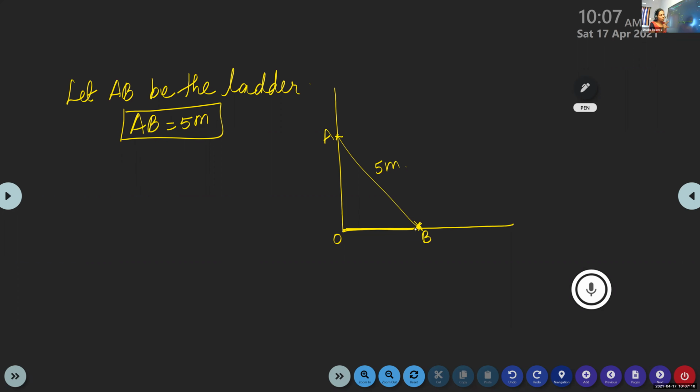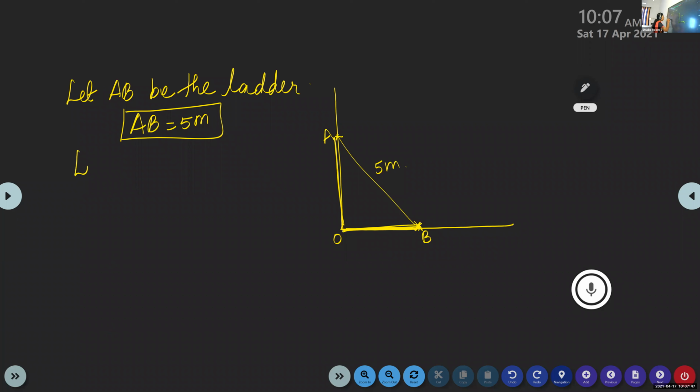Among these two quantities, which one will increase and which one will decrease? OB will increase and OA will decrease. Yes, correct. When we pull it along the ground, OB will increase and accordingly OA will decrease. The reverse will happen if we move it towards the wall: OB will decrease and OA will increase. For our convenience, we don't know the lengths OA and OB.